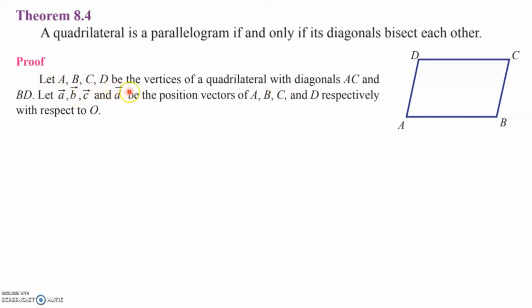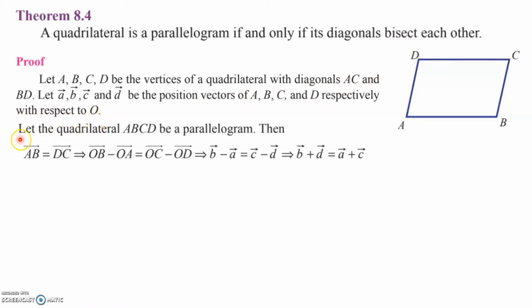So let A, B, C, D be the vertices of the quadrilateral with diagonals AC and BD. You have the diagonals here as AC and BD. And A, B, C, D are also the position vectors of the points A, B, C, and D, with respect to the origin O. Now let the quadrilateral ABCD be a parallelogram. Like I said, we're going to first assume that ABCD is a parallelogram.